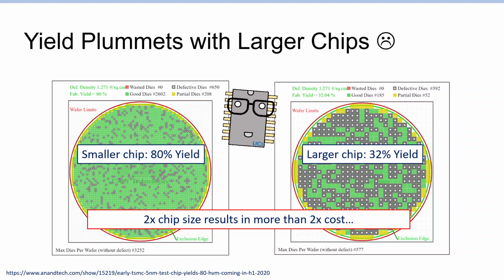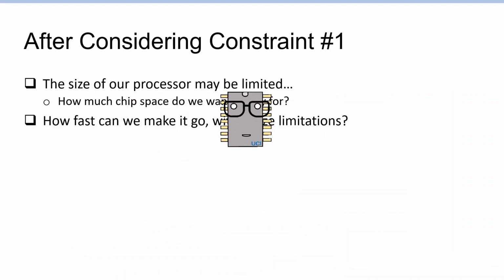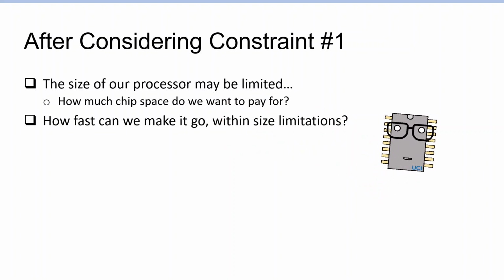So one of the decisions that we must make as architects is what is the cost performance trade-off sweet spot in terms of how large a chip we want to build. So that is the first constraint, the constraint of chip area per unit cost. After considering constraint number one, we observe that the size of our processor may be limited due to the chip area per dollar cost constraint.